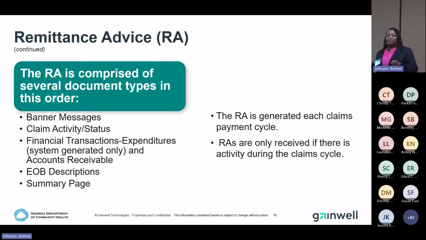All right, so the RA is comprised of a couple of different documents. Banner messages, those are messages from DCH or alerts or notifications, so those are important. We not only publish them under the web portal, under provider information, but we also list them on the remittance advice as well. Claim activity status, financial transactions, account receivables, EOB descriptions, and I stated the summary page. And the RA is generated every claim cycle. Now, there must be claim activity in order for the RA to generate for that week.